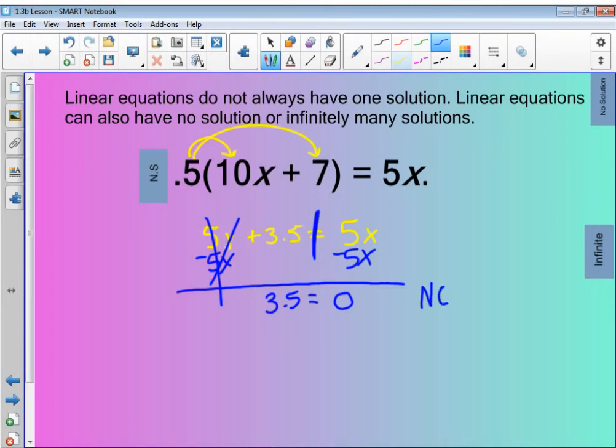Whoops, I meant to put an S there. So when we end up where we've got our answers that are different on both sides, and the x's canceled themselves out, that is a no solution.